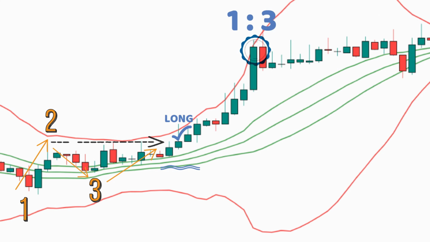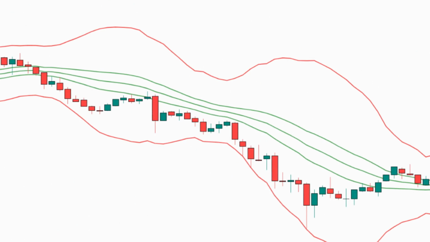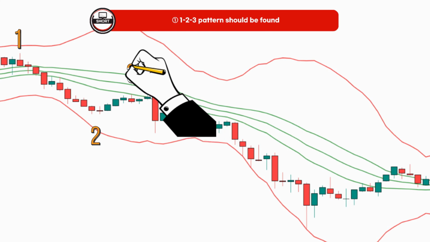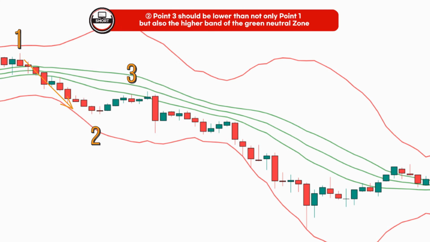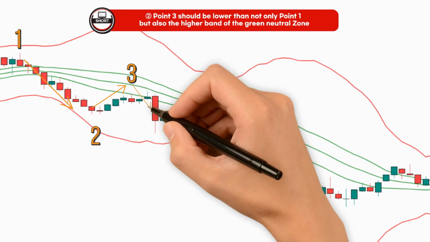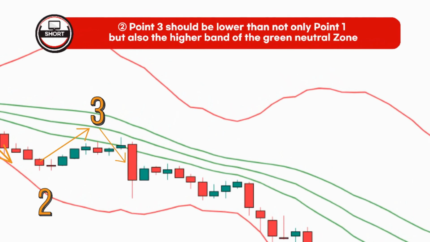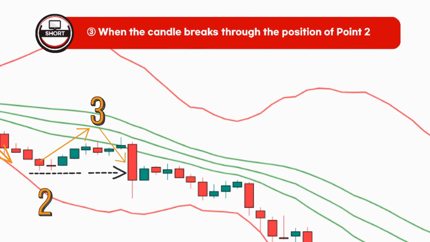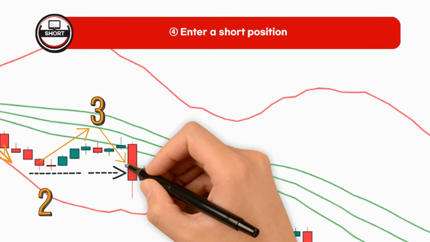Now let's look at the conditions for the short position. The first condition is the appearance of the 1 to 3 pattern. Second, point 3 should be lower than point 1 and not break through the central green neutral zone upward. Finally, enter a short position when the candle breaks through the position of point 2 downward.